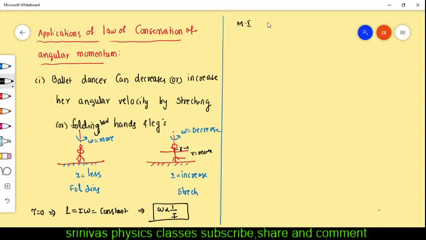Moment of inertia formula is what? I is equal to m1 r1 square plus m2 r2 square and so on, up to mn rn square, for many particles. We can also write this as summation m r square. That means if r increases, distance from the axis increases. R is the distance from the axis. When she stretches her hands, particle distance increases. R increases means I increases. I increases means omega decreases, right?